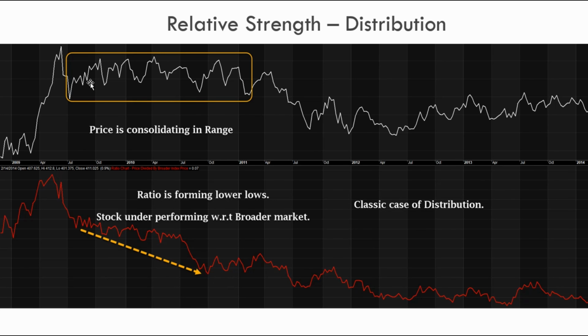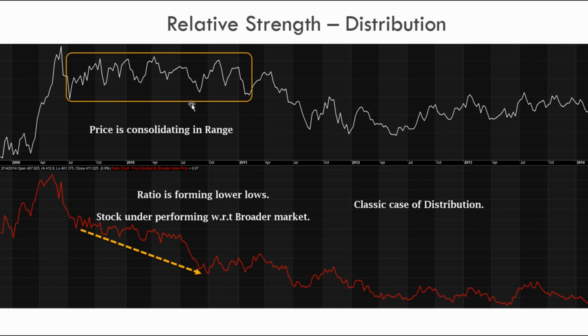So what we have here is a price chart. What we can see here is that price is actually consolidating in a nice range. But look what is happening to the RS chart. Again, this RS chart is this price divided by the benchmark index. The RS line is actually steadily moving down. So what this means is that whenever you see this happening, that RS line is moving down and price is either in a range or mildly bullish, this is actually a sign of distribution.